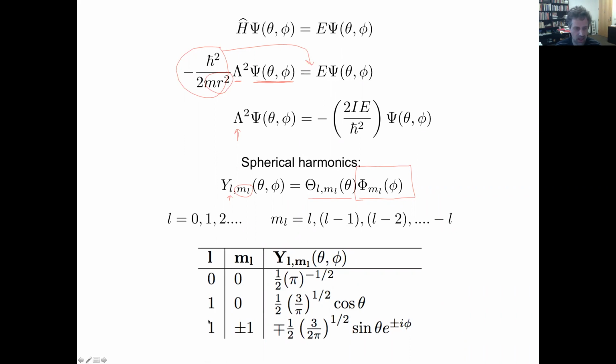So here they are. L equals 1. There's several values for ML that we have to consider. First, 0, and then the plus minus 1. And the solutions look a little different. When ML is 0, you can see it is a constant times cosine theta. And when ML is plus or minus 1, then I have 2 solutions with different signs, where it is a constant times sine theta, and then the complex exponential.